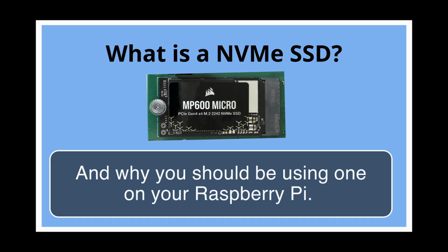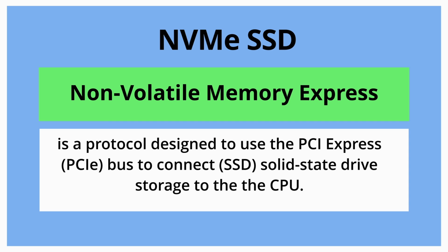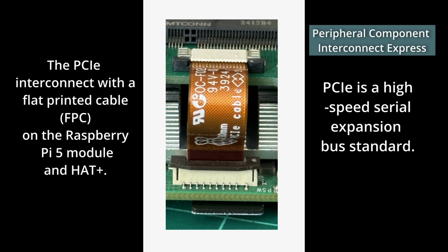So let's get into it. What is an NVMe SSD and why should you be using one on your Raspberry Pi? We'll take a look at that. NVMe, Non-Volatile Memory Express, is a protocol designed to use the PCIe Express bus to connect solid-state drive storage to the CPU. PCIe, which stands for Peripheral Component Interconnect Express, is a high-speed serial expansion bus standard.